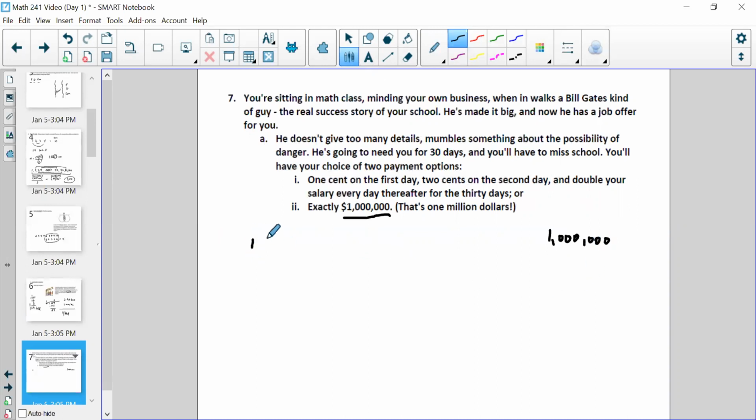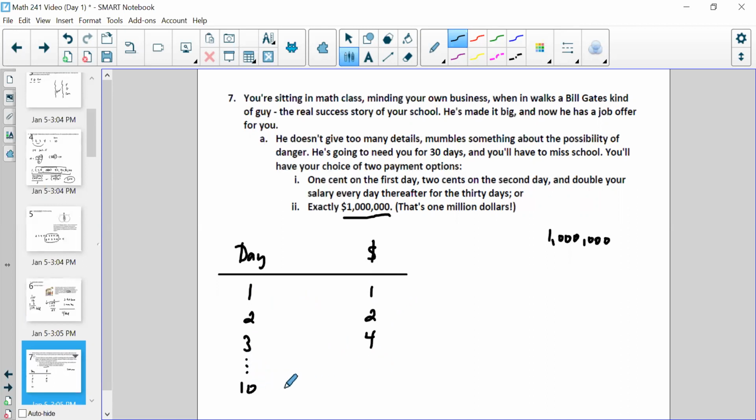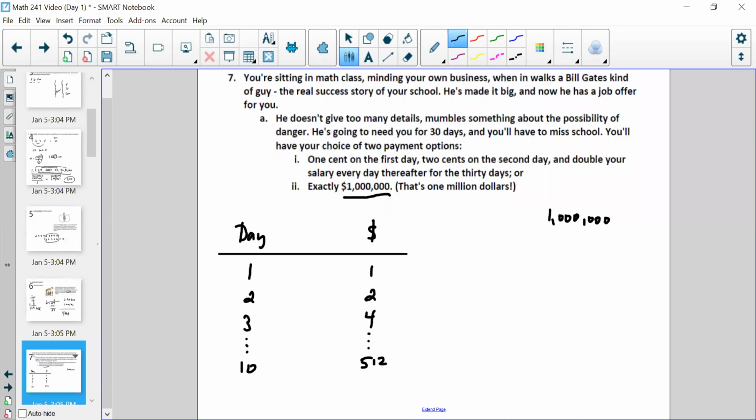So if I'm just looking at a table here, I have day and the money that's earned. Kind of look at it that way. Well, day one, you get that 1 penny. And then day two, it doubles. And then day three, that doubles. And so then we look at, what happens at day 10? Well, day 10, it would be 512. You go through the math on that.